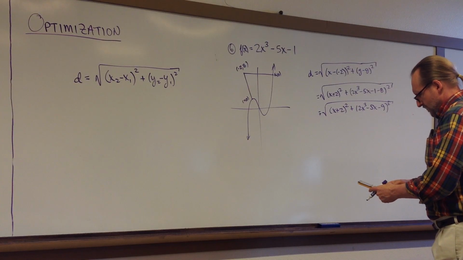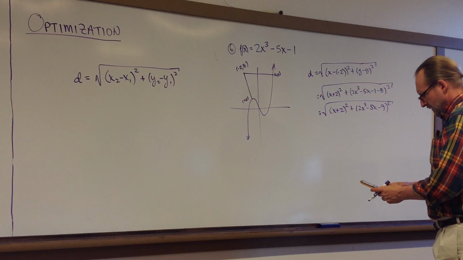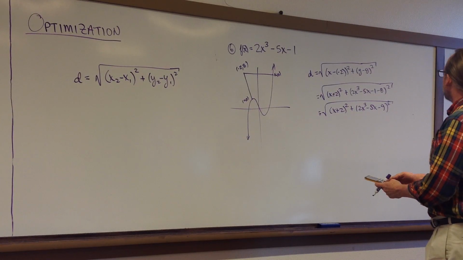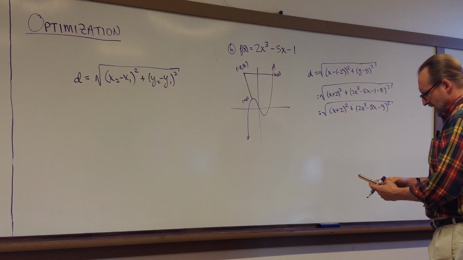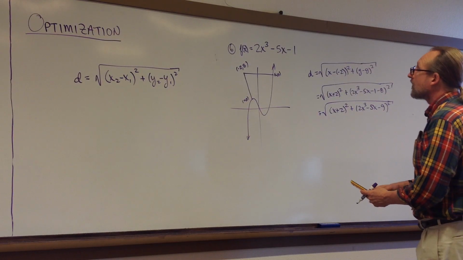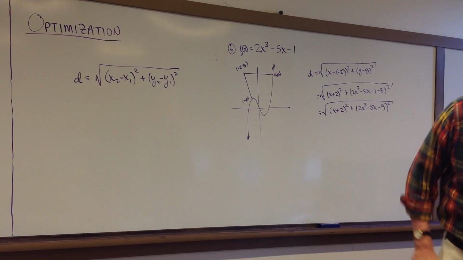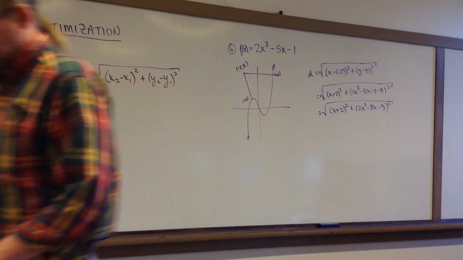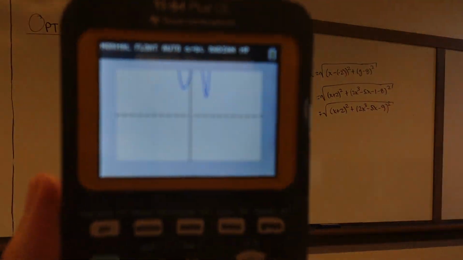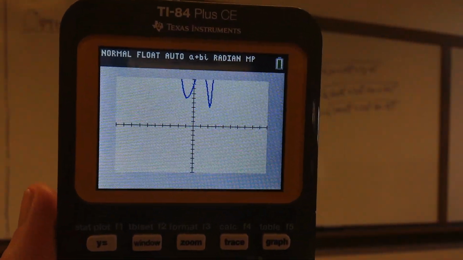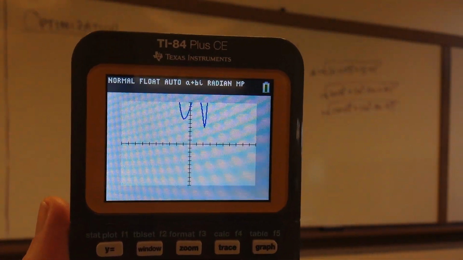All right, square root of (x + 2) squared plus (2x cubed minus 5x minus 9) squared. All right. Now let's take a look at what this graph is showing us. And there are those 2 points that I was talking about. It looks like the closest point is in the first quadrant and not in the second.